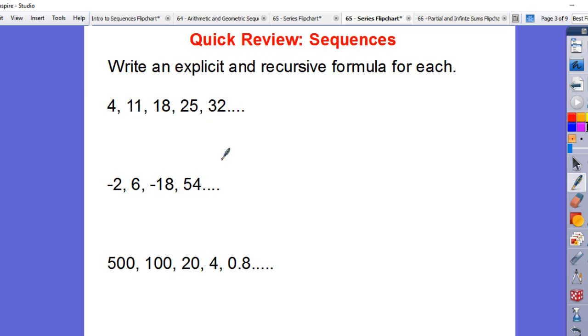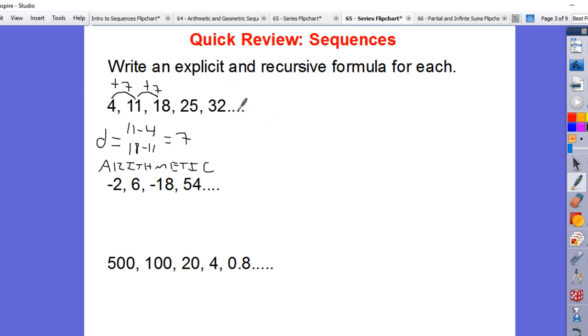All right. So using the formulas that we got from last slide, we can find the explicit and recursive formula for each. So first of all, is this arithmetic or geometric? Arithmetic, because we are adding what each time? 7. Add 7. 4 plus 7 is 11. 11 plus 7 is 18. So D is equal to 11 minus 4, or 18 minus 11 is equal to 7, because this is an arithmetic sequence. So this sequence is arithmetic.